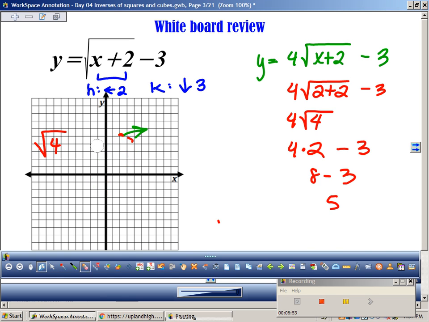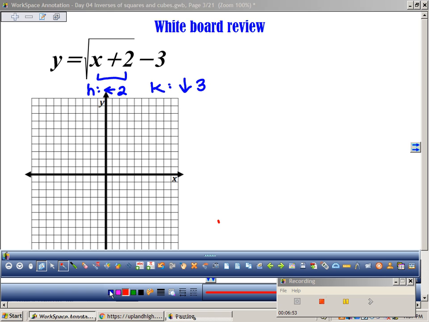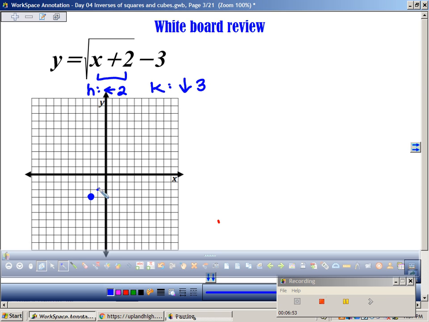Okay, so let's go back. Let's erase all this because that's not the problem. The problem was this. I know, but I want to have it on my presentation. Over 1, up 1, and then over 3 more, and up 1 more. Okay, let's do the other side.